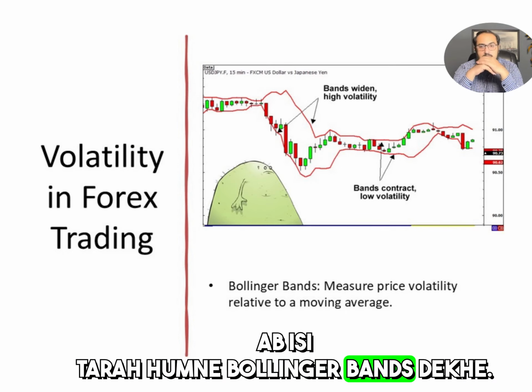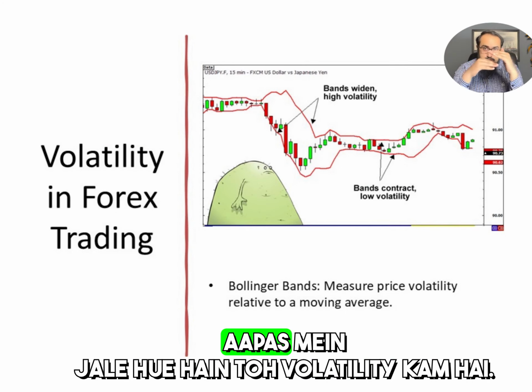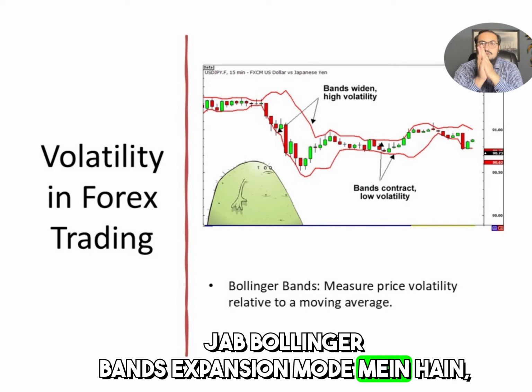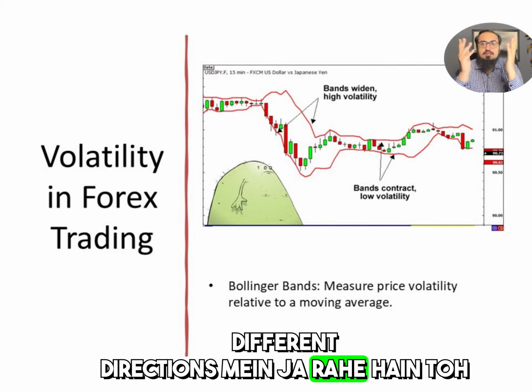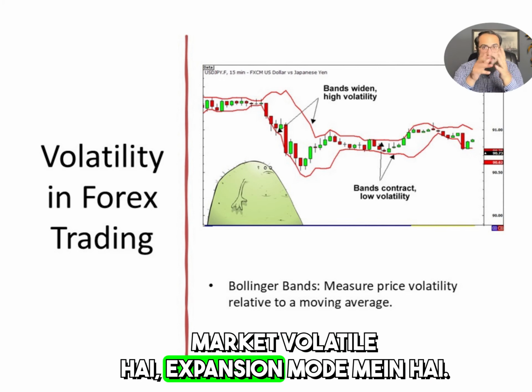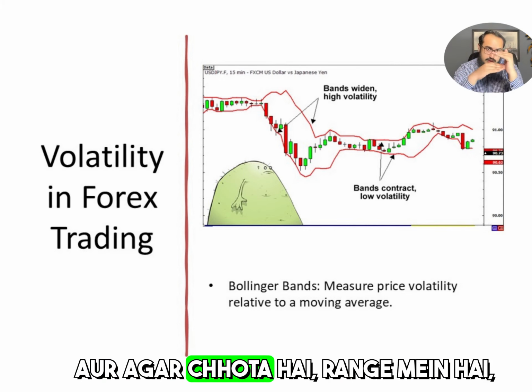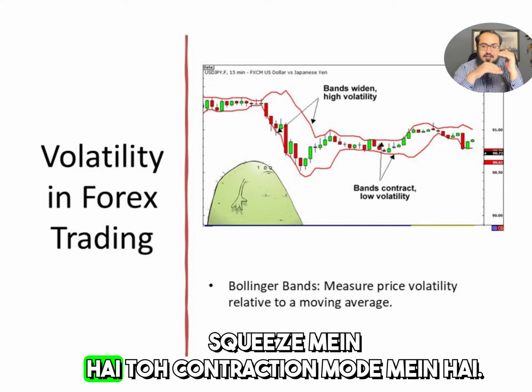Similarly, we looked at Bollinger Bands. When Bollinger Bands are close together, volatility is low. The Bollinger Bands are in expansion mode when both are going up and down. If they are going in different directions, the market is volatile and in expansion mode. If they are close in a range or in a squeeze, then it is in contraction mode.